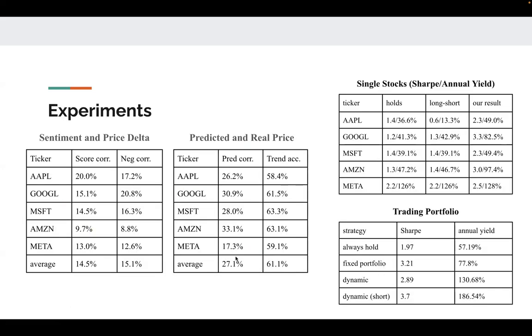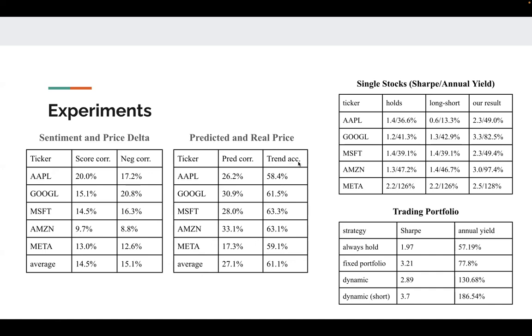So for the experiment parts, we have verified the correlation between the sentiment and the price delta, which shows a moderate but stable correlation. As we know, the stock is very volatile, so there is no single factor that can actually dominate the stock trend. However, this weak correlation will make a profit due to the law of large numbers. And we also verified the predicted and real price and reveal a clear correlation between them.